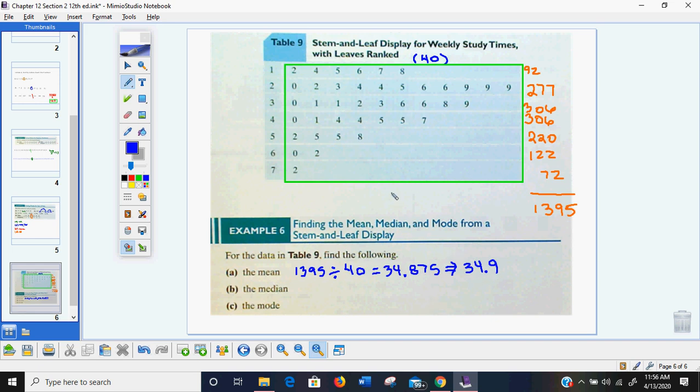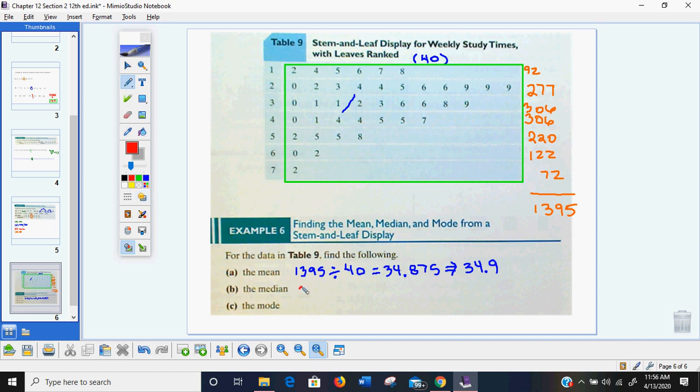Now for the median, I know half of 40 is 20. So if I count over, 1, 2, 3, 4, 5, 6, 7, 8, 9, 10, 11, 12, 13, 14, 15, 16, 17, 18, 19, 20. That should be 20 right in there. So let me double check the last part. 1, 2, 3, 4, 5, 6, 7, 8, 9, 12, 13, 14, 15, 16, 17, 18, 19, 20. So it's between 21 and 22. Okay, it falls in the middle.